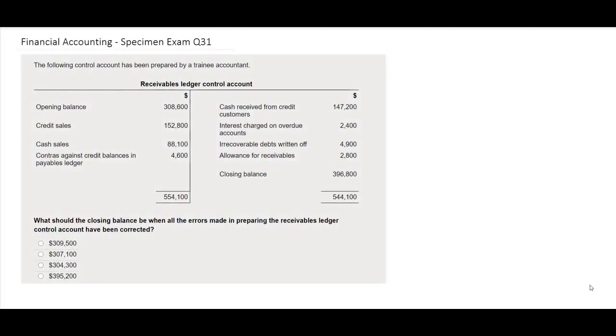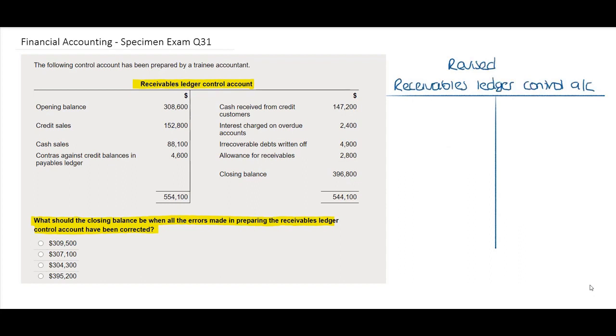In this question, you are being asked to decide what should the closing balance be when all of the errors made in preparing the receivables ledger control account have been corrected. A receivables ledger control account has been provided for you. However, some of the balances included are incorrect. I'm therefore going to prepare a revised receivables ledger control account in order to calculate the correct balance.